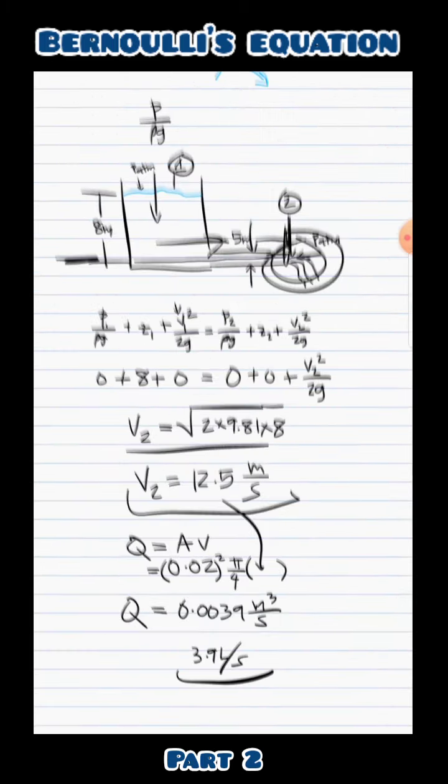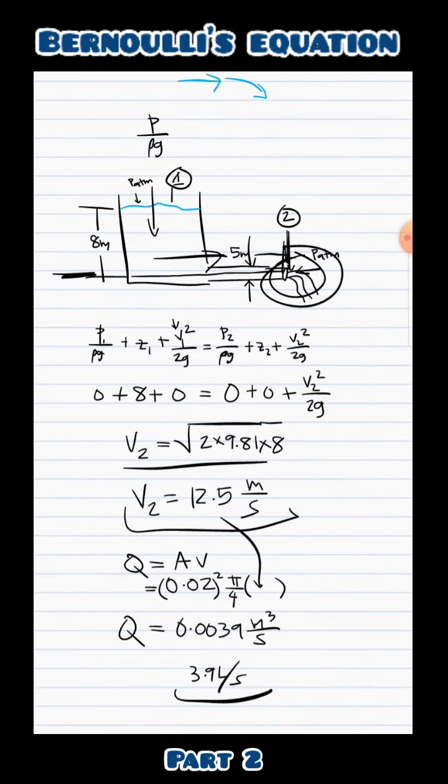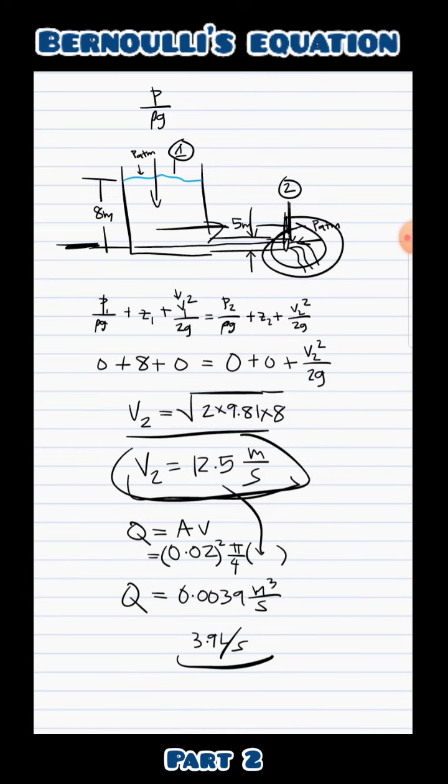So that's the amount of volume going out when the water is flowing at a velocity of 12.5 meters per second. So that's it for this example, guys, and I hope you learned something from Bernoulli's equation here.